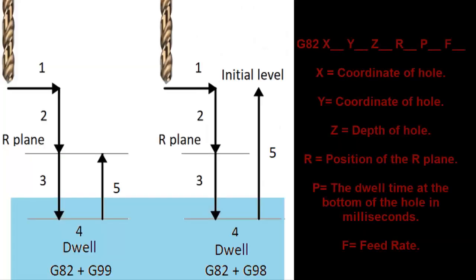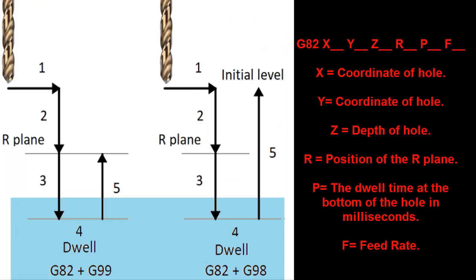G82 spot drilling CAN cycle parameters. X is the coordinate of the hole. Y is the coordinate of the hole. Z is the total depth of the hole. R is the position of the R plane. P is the dwell time at the bottom of the hole in milliseconds. F is the feed rate.